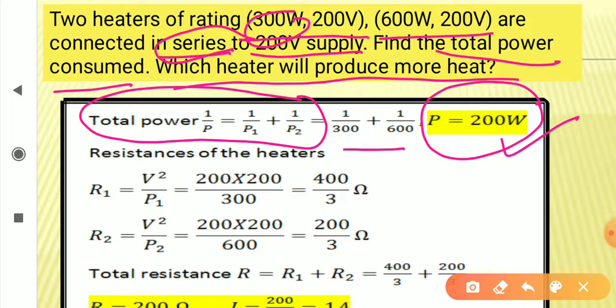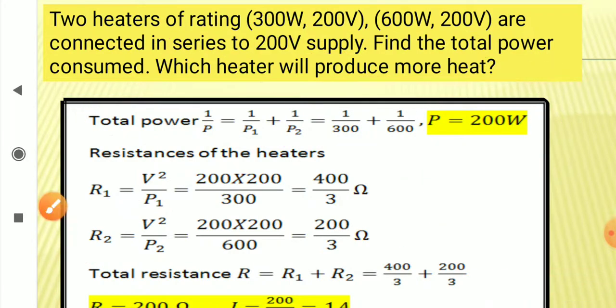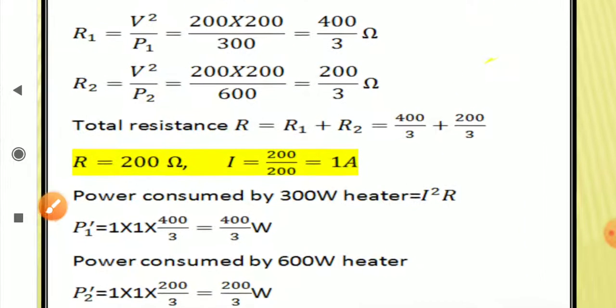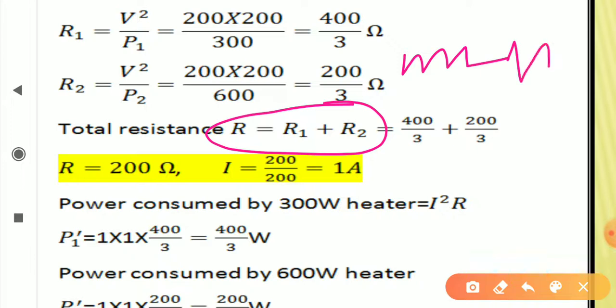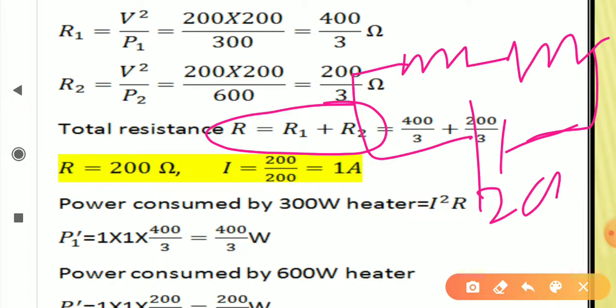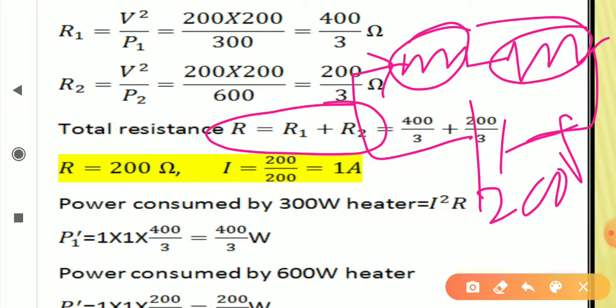Now the resistances of the heaters that we have just found out. For R1 it is 400 upon 3. For R2 it is 200 upon 3 ohm. So since they are connected in series, the total resistance in the series is R1 plus R2. See, we need to find out the current in the circuit. We have two resistances connected in series to a source. This is 200 volt, right? So we need to find out the current passing through them, and for that we need to find out the total resistance in the circuit.